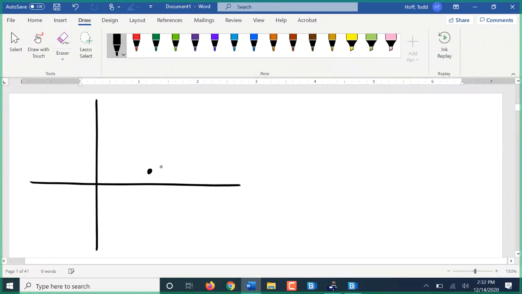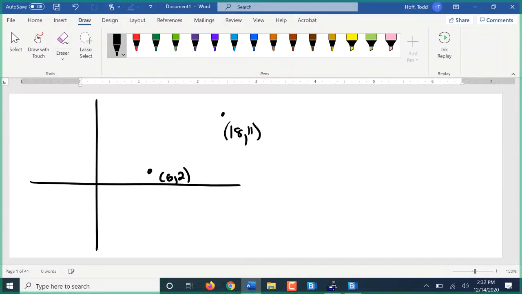If I give you a point here, 6, 2, and another point up here, let's call it 18, 11. And I know a line connects those two. Well, if I have another line over here, let's call this point 2, 5.